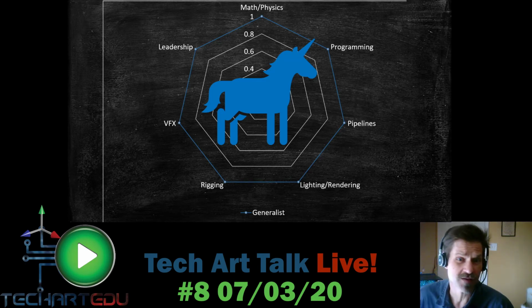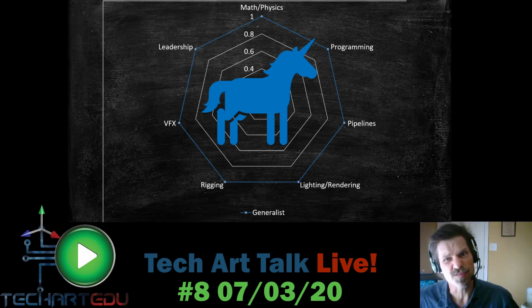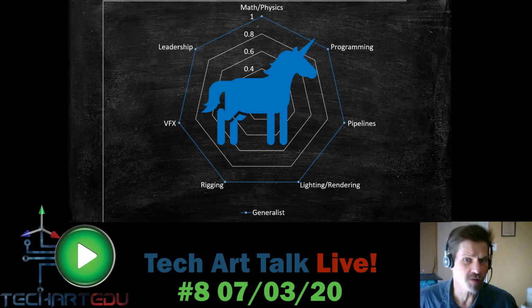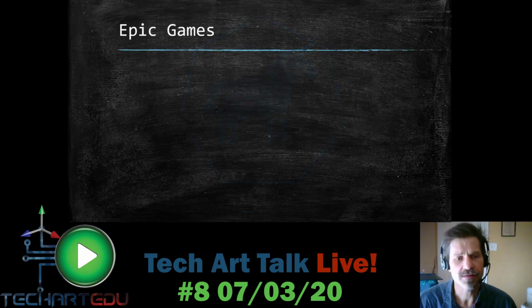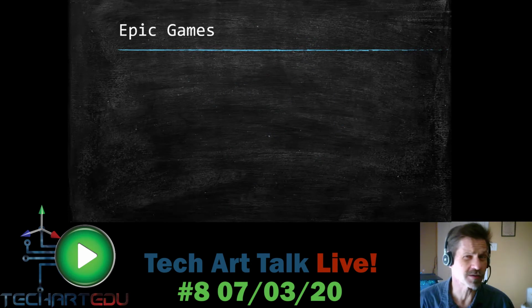That means you have to have about 4 years of experience as a pipeline TA. You have to have about 4 years of experience as a rigging TA. You have to have about 4 years of experience as an effects person. And you have to have about 4 years of effects with lighting and rendering. So that means you've got to have 12 years to become a generalist? Yeah. That's why they're few and far between, because it's very hard to find enough people that have that much experience. All right, if you don't believe me, let's go onto the websites and look at what these companies want for their tech artists.